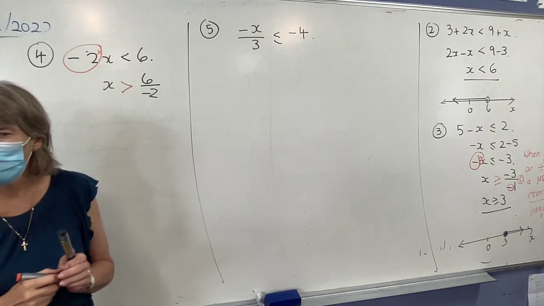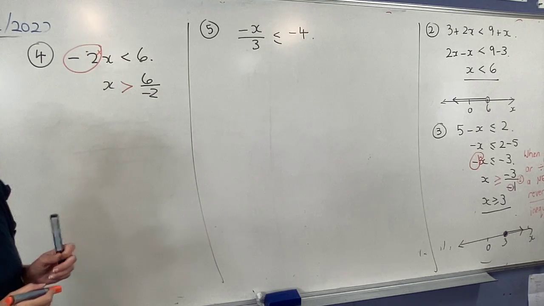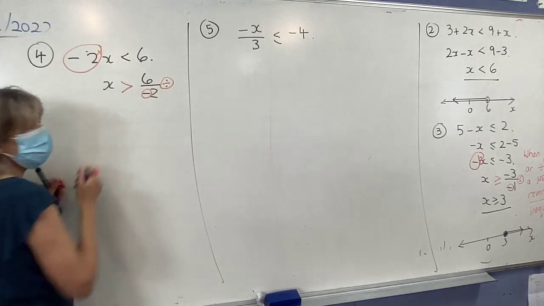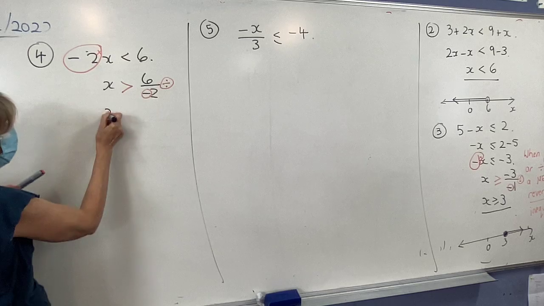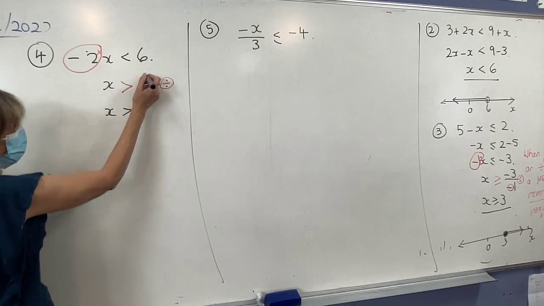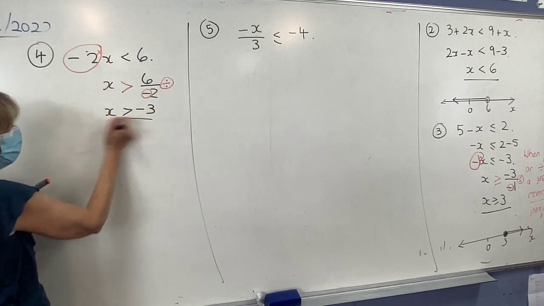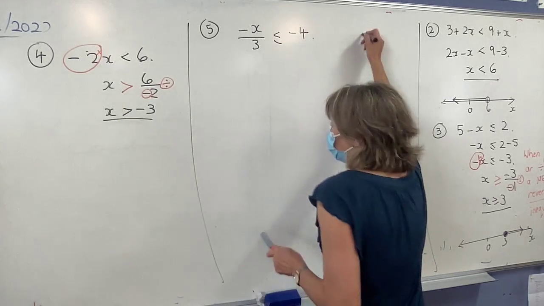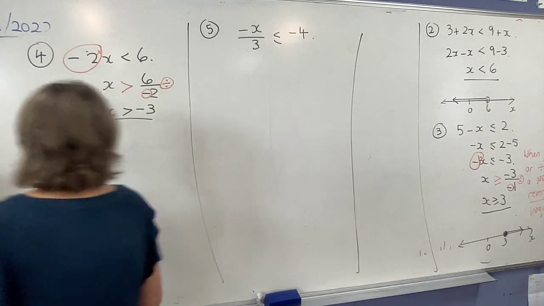When you times or divide, so what are you doing? You're timesing or dividing? Dividing. We're dividing by that negative, so we can use the rule. Alright, continue. X is greater than? X is greater than 3. No? Negative 3. Negative 3, and now you can all do the graph for that one, and then start number 5. Make sure you do this graph first.